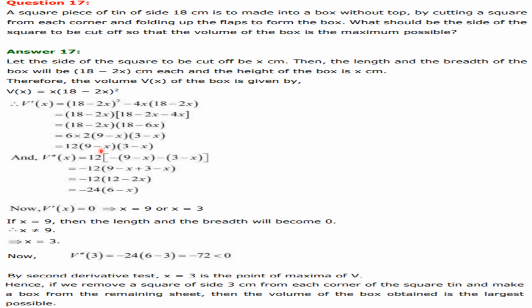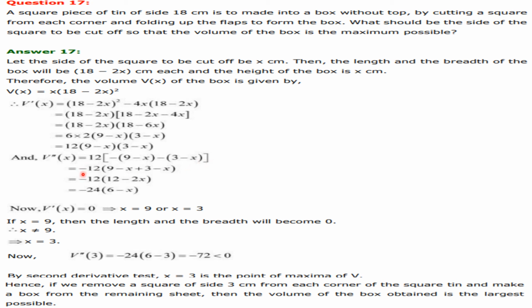So we find d by dx of 3 minus x. What is the d by dx of 3 minus x? Minus 1. Understood minus 1, my children? Into, we write 9 minus x. Understood this 9 minus x, my children? Right. Now we write 3 minus x as it is. We find the derivative of this function. What is the derivative of this function? Minus 1. So minus 1 into 3 minus x. Understood this minus of 3 minus x, my dear children? Understood this step, my dear children?